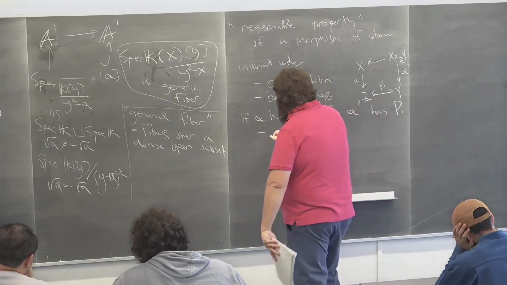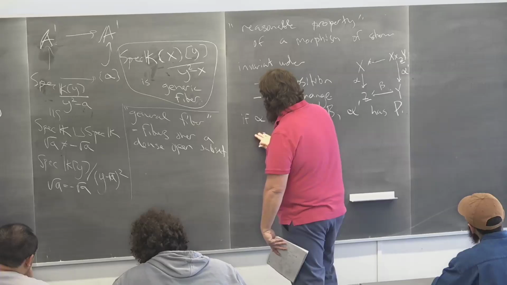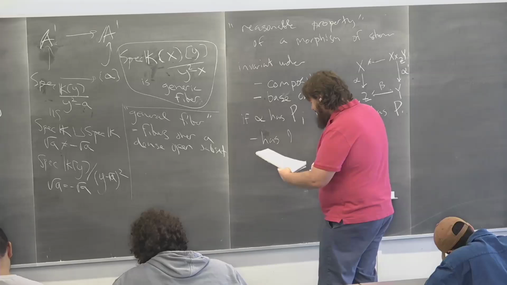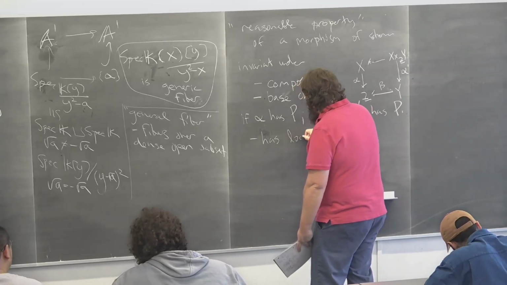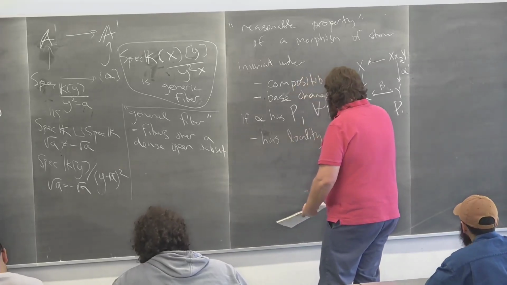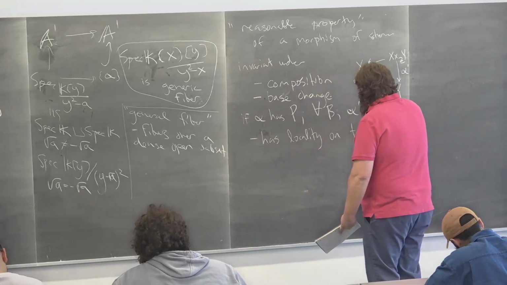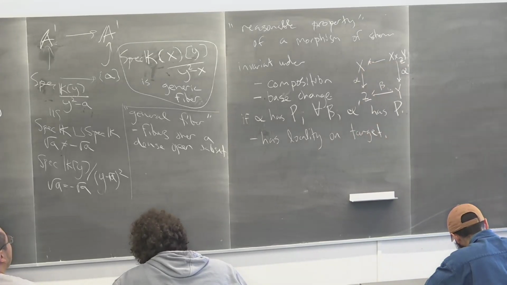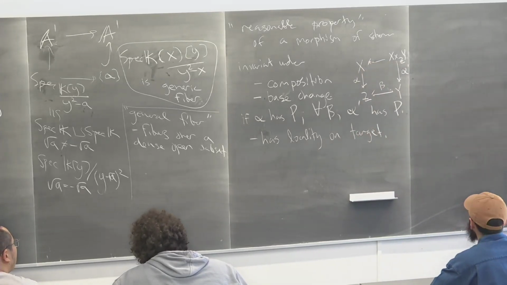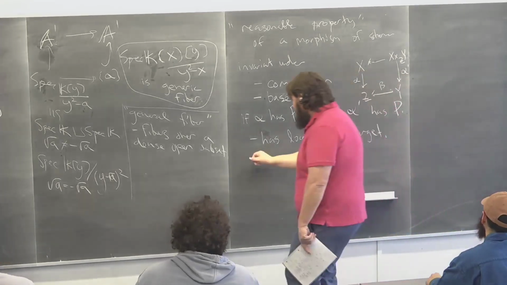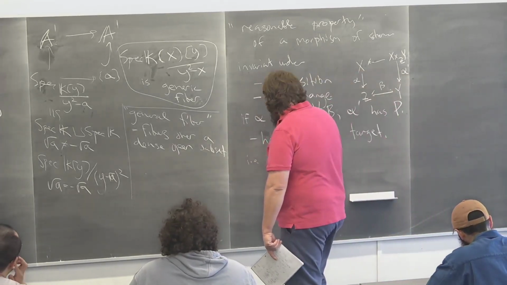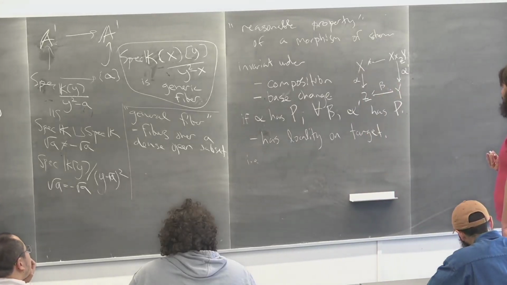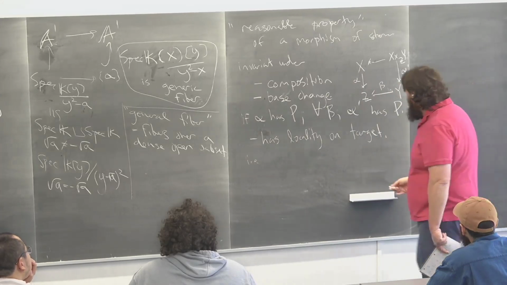And then finally, it's not invariant under, but has a locality on the target. So it's something where I can take the target, divide it up into open subsets, and check it separately on those open subsets. Now, I don't need to phrase this in terms of base change, but I really secretly am using base change.